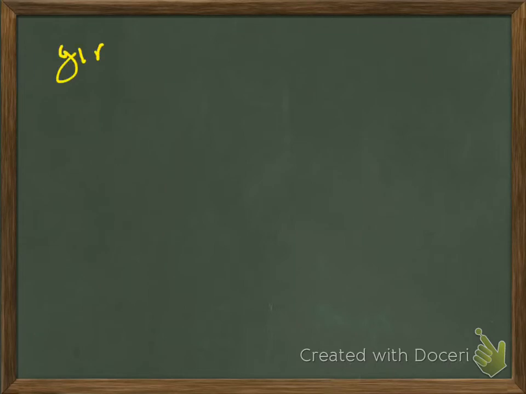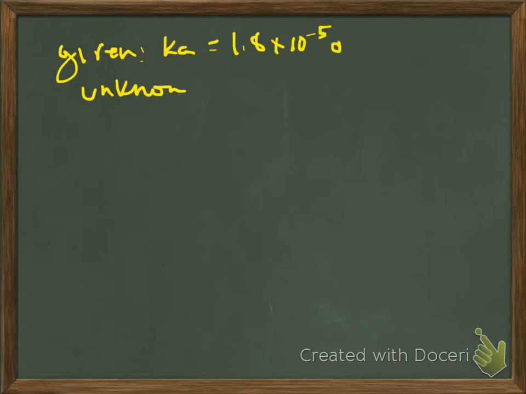If you are given a Ka and asked to find the pH. Say the Ka is equal to 1.8 times 10 to the negative fifth at 298 K, and you have a 1 molar solution of acetic acid, that is CH3COOH, okay, and you're asked to find the pH.